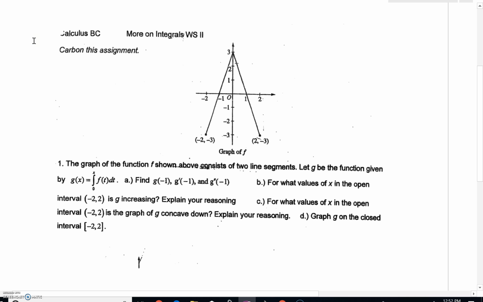Calculus BC, this is a little bit different. Rather than have an official lesson on a note sheet, our video here is actually doing the first homework problem on More on Integrals Worksheet 2. However, this problem is very, very important.